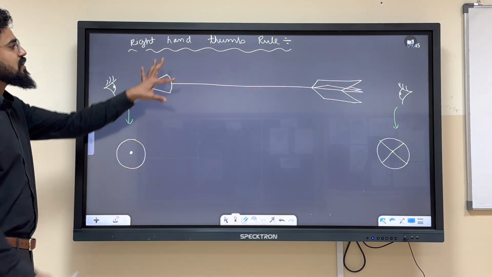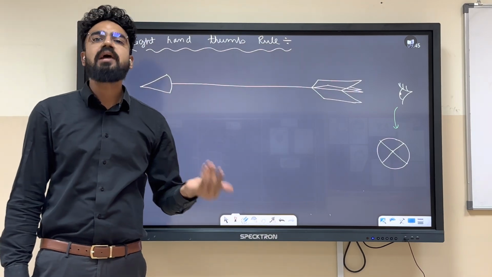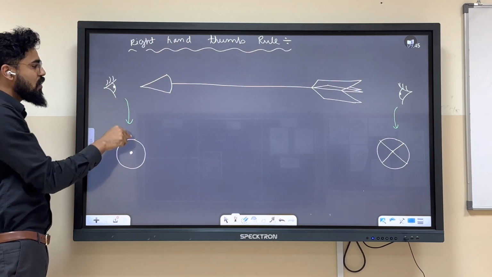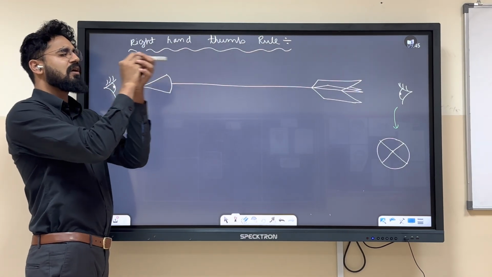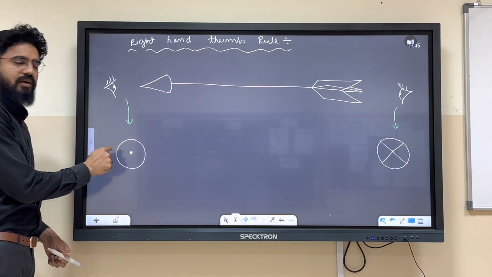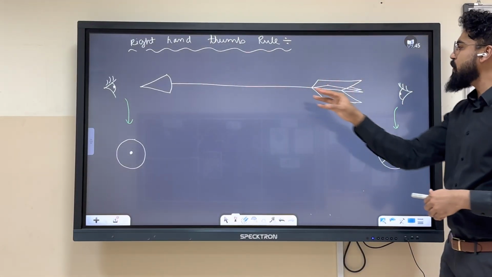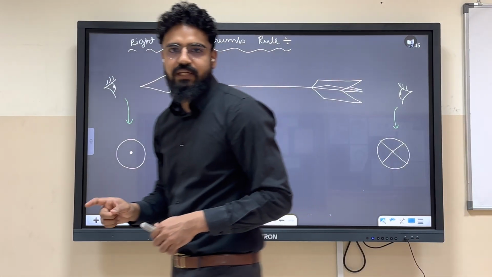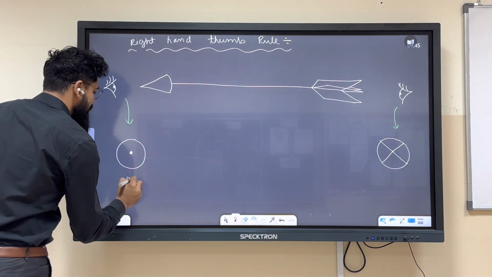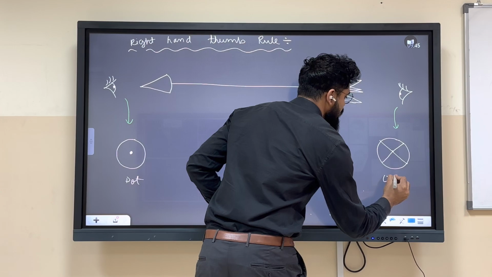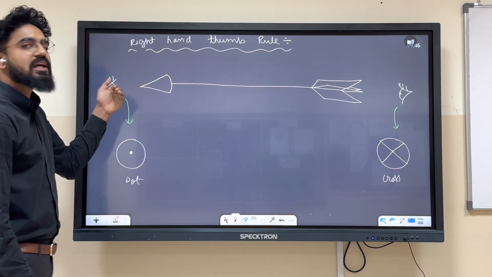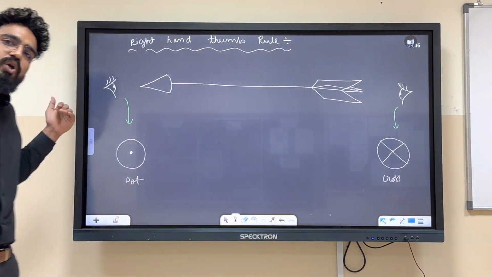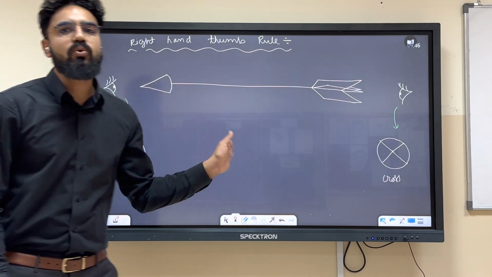We all know that a vector is represented by an arrow. If this is an arrow and you are keeping your eye over here, it will look like a dot only. Now, if this arrow is moving away from you, it will look like a cross. So it will be either dot or cross. Dot means the arrows are coming towards you, and cross means they are moving into the plane. Dot: coming out of the plane, cross: into the plane.